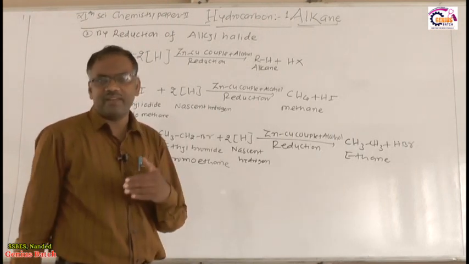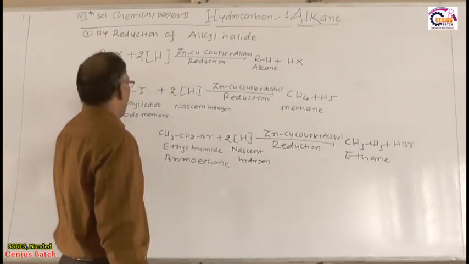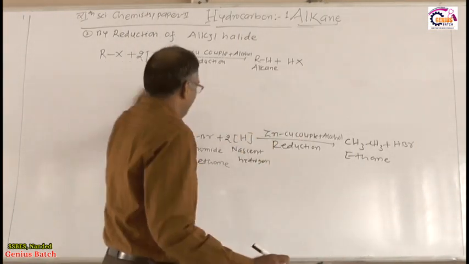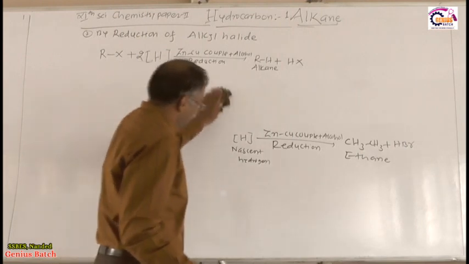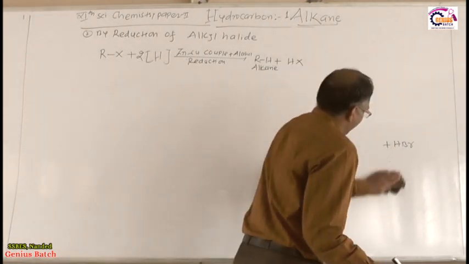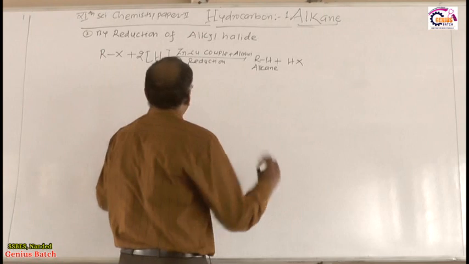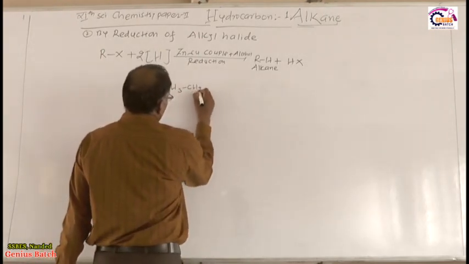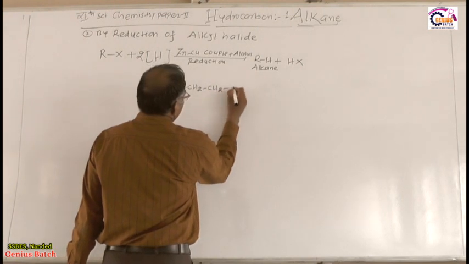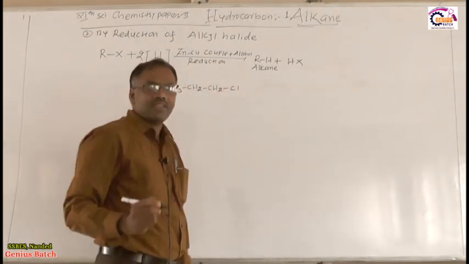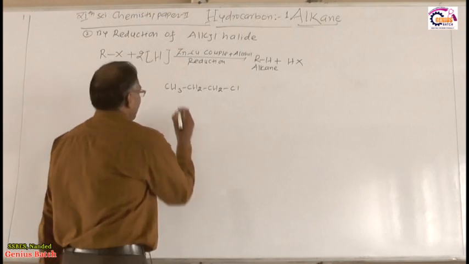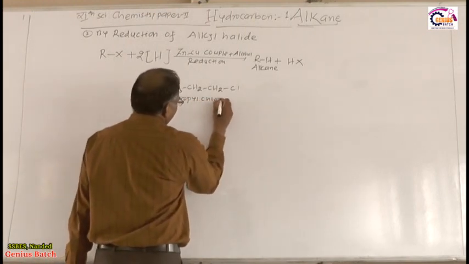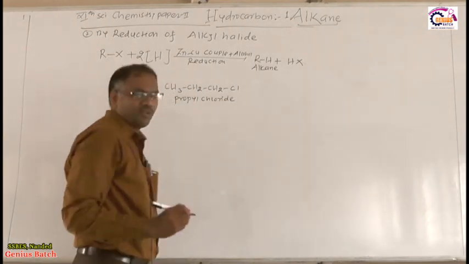Suppose I want to prepare propane. How can I prepare propane? See here. So this is the preparation of ethane. Now let us prepare propane. How is propane prepared? When propyl chloride, CH3CH2CH2Cl, is used. So this is propyl chloride. In some books n-propyl chloride is also given.